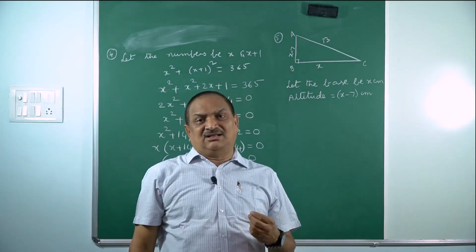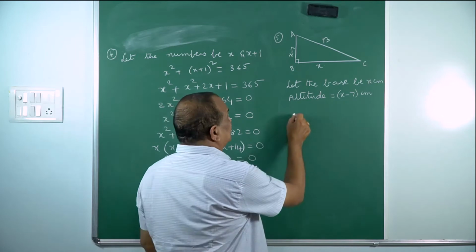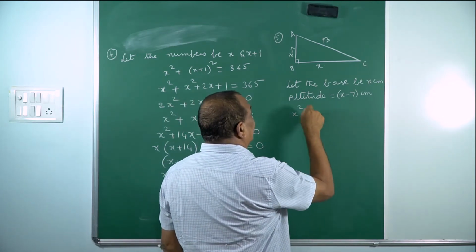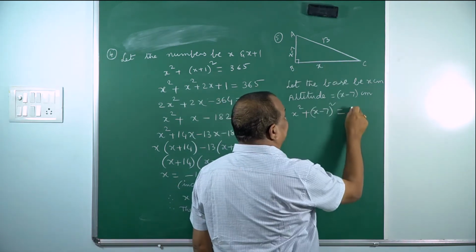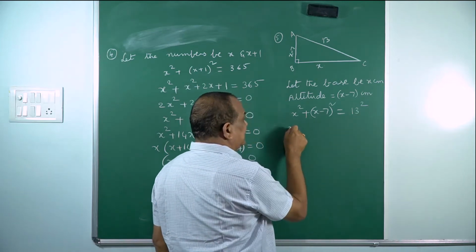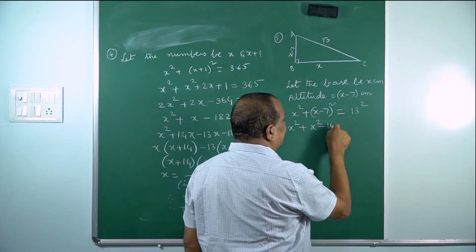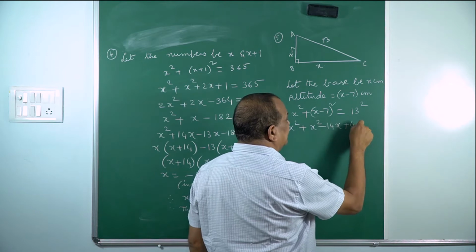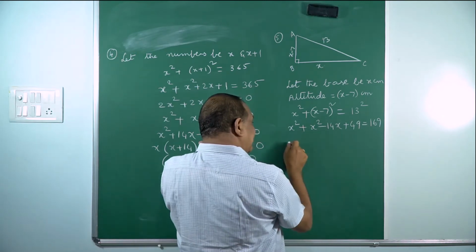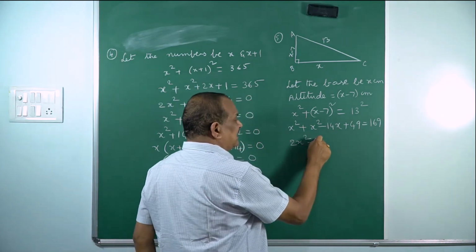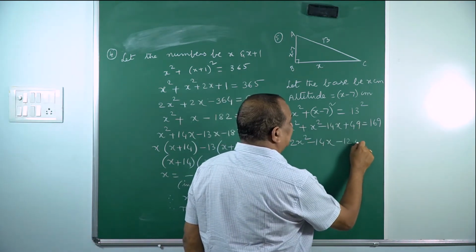If that is the condition, you can apply the Pythagorean theorem, of course, the relation between the base, altitude and the hypotenuse. x square plus x minus 7 whole square is equal to 13 square. Expand: x square plus x square minus 2 into x into 7, 14x, plus 7 7s 49 is equal to 13 13s 169. Now this is 2x square, just consolidation, minus 14x, and 49 minus 169 will be minus 120, and that will be 0.